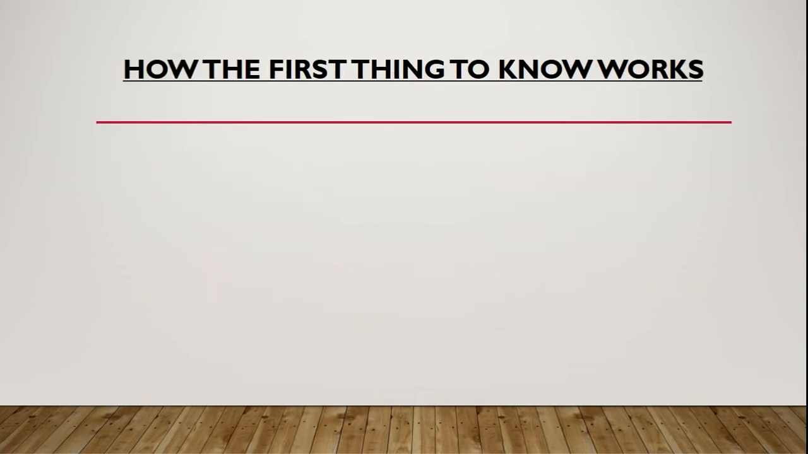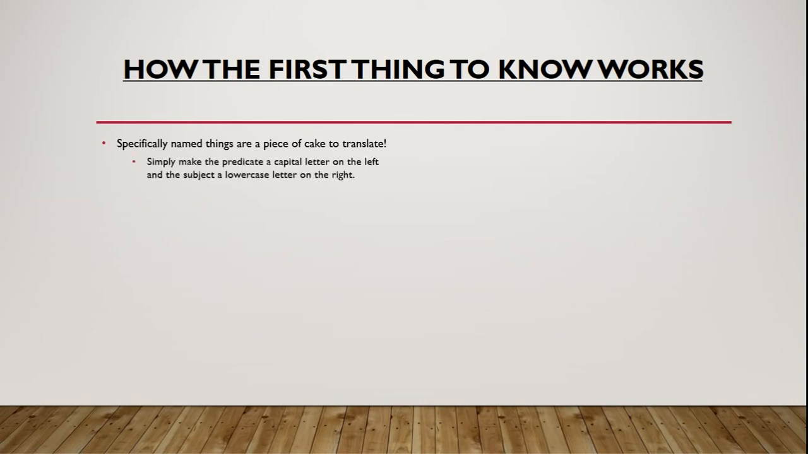Okay, so here's how the first thing to know works. First, specifically named things are a piece of cake to translate. All you have to do is make the predicate a capital letter on the left and the subject a lowercase letter on the right. So for instance, if you have Matthew likes pizza, Matthew is the subject. That is going to be a lowercase letter on the right. And then liking pizza is going to be a capital letter on the left. So there you have it.